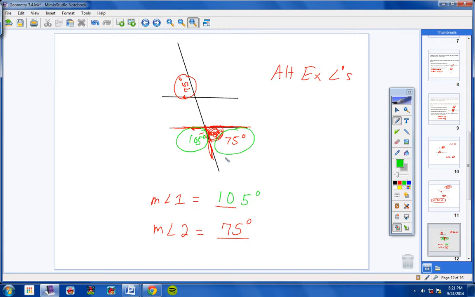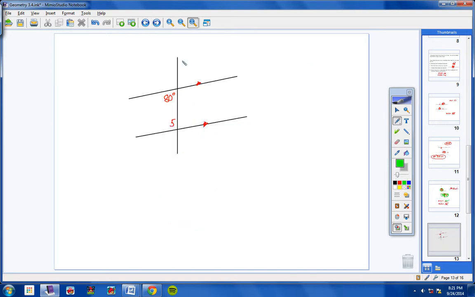Let's go over this again. Alternate exterior angles are congruent, 75 and 75. A linear pair, where you have a straight line and a line coming off of it, is always supplementary. So 75 plus 105 is 180, okay? All right, let's continue on to the next problem.